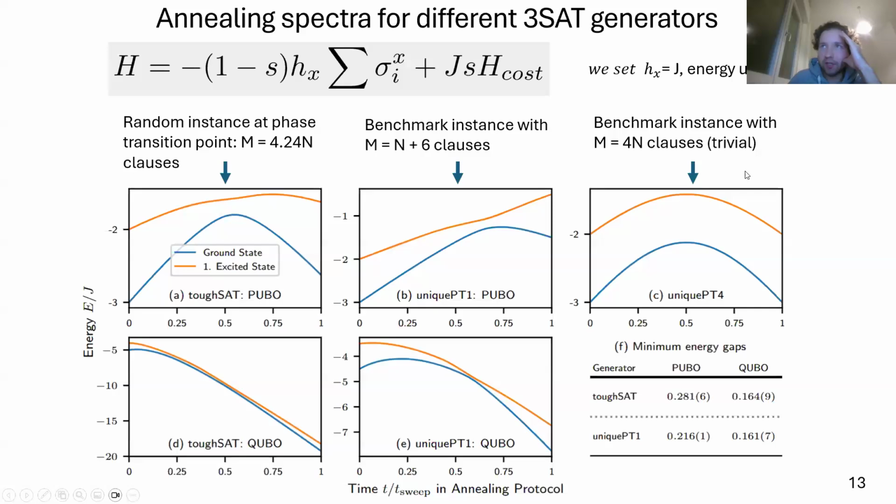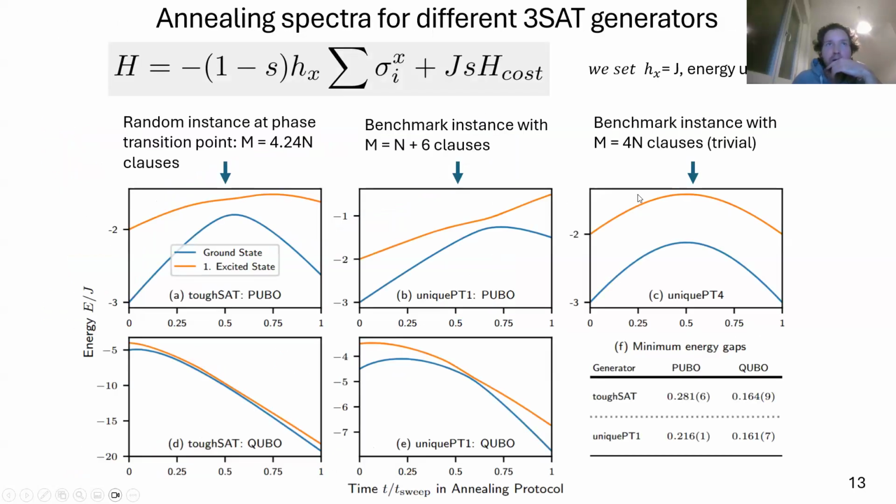And then on the right, just for completeness, I also show one instance of how it looks if we have a problem with a trivial solution, where we don't have any gap closing. But as we will see, for these left two cases, for these two generators, we actually observe this exponential closing of the minimum energy gap.